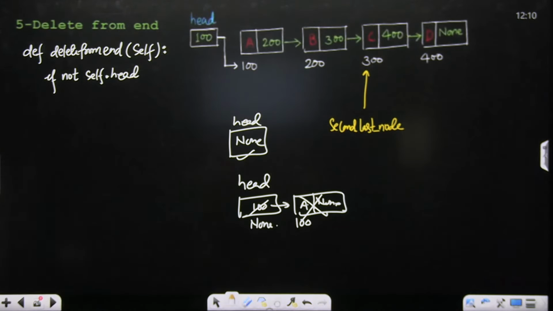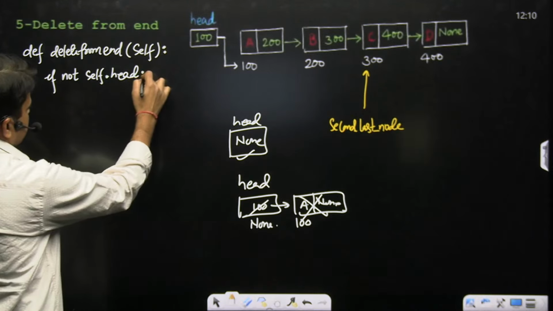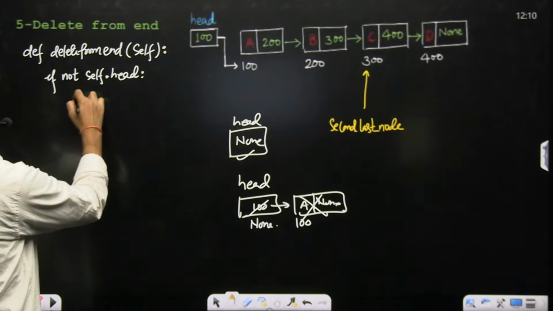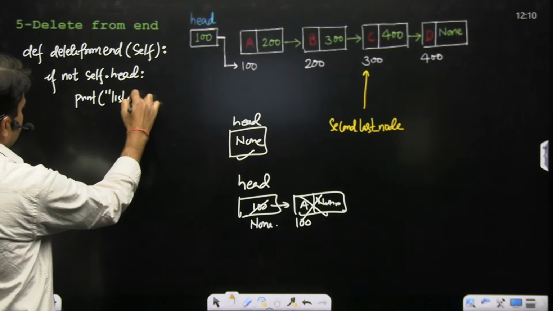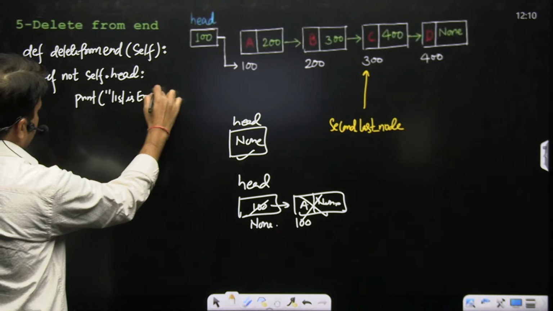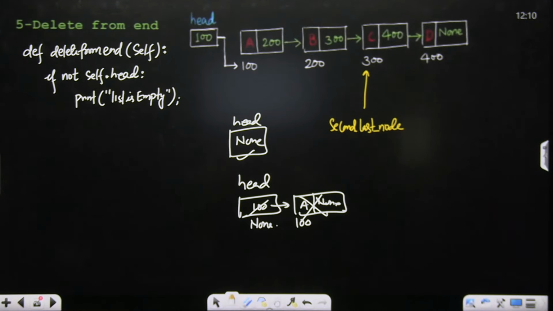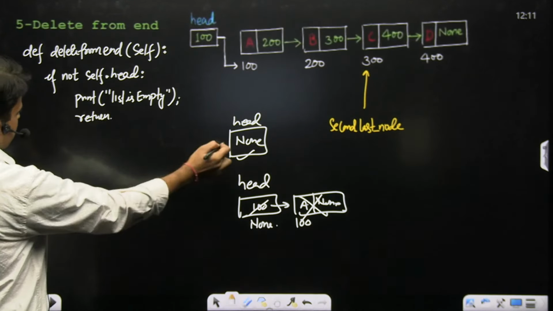If not self.head, the linked list is empty. It means there is no linked list, no node in the linked list. The list is empty, so return from here.